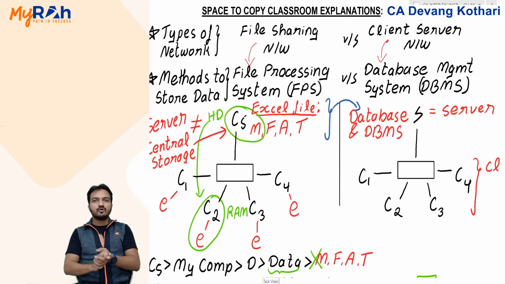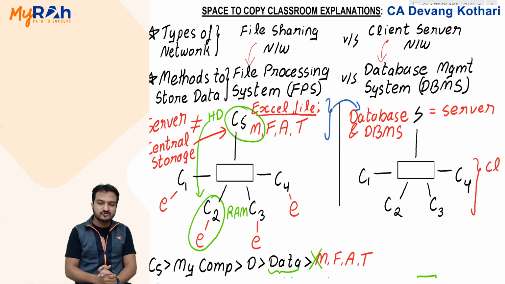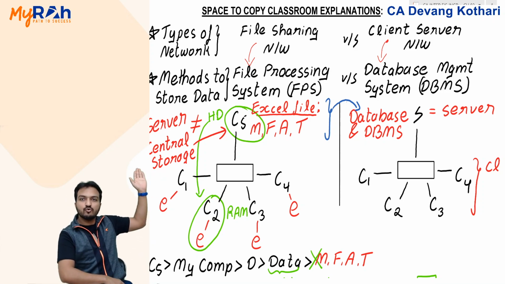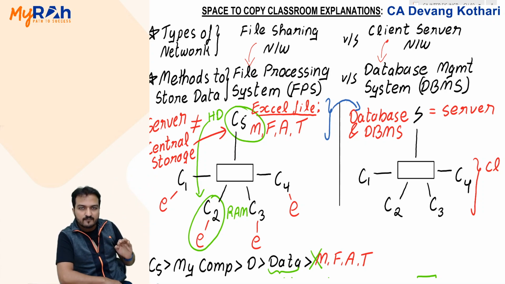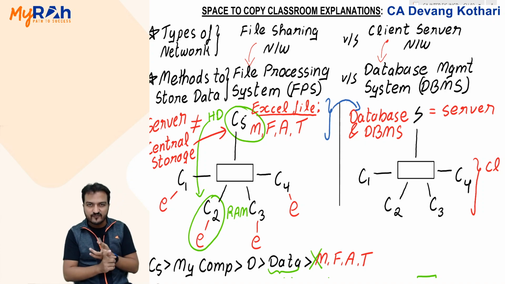There you go. This diagram covers many topics together, so pay attention. First, I covered the heading here. I have given two headings here. First heading, I say it is types of network. There can be two types of network: file sharing network and client server network.